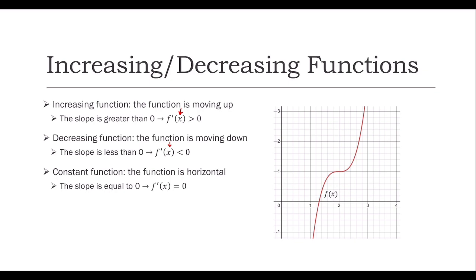So for this function here, f of x, it's increasing from negative infinity all the way up to 2. At 2, the slope would be 0, and then it's increasing again until infinity. So you could say the function is increasing from negative infinity to 2, and then we'd put parentheses because the 2 is not included, and then we do a union, 2 comma infinity, because it increases again from 2 to infinity.